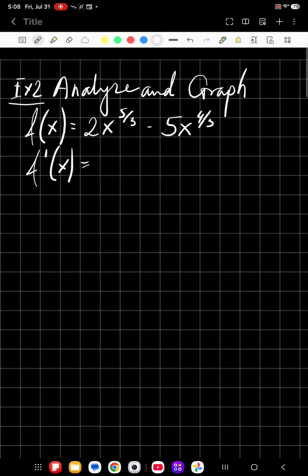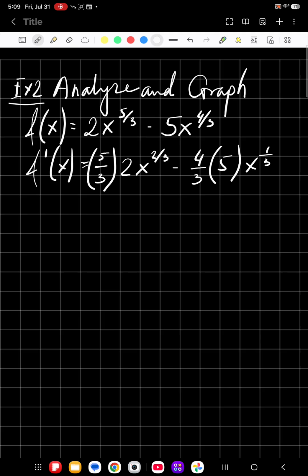So 5/3 goes to the front. I still have that 2, and then I subtract 1 from this fraction. So 5/3 minus 1, that's 2/3. 5/3 minus 3/3 is 2/3. And similarly with the second one, I have that 4/3. Then we have 5, and we have x. And here we have 4/3 minus 3/3, so 1/3 is left.